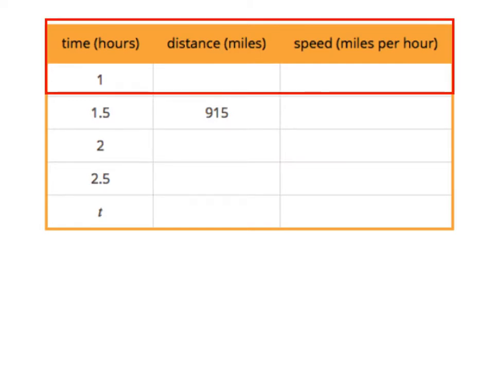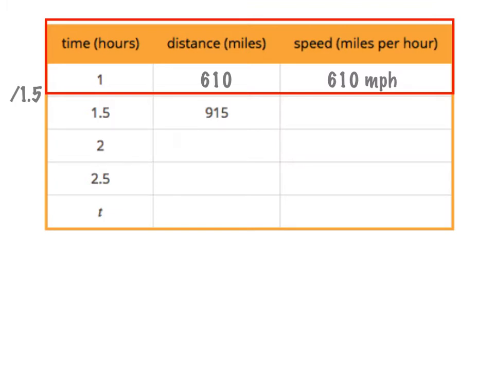So I encourage students to look at how far could you go in 1 hour. If this is proportional and you know that you need 1.5 hours to travel 915 miles, how could you get back to 610?